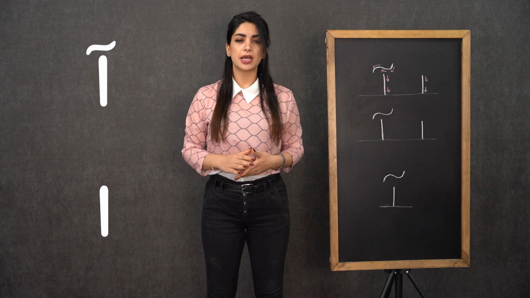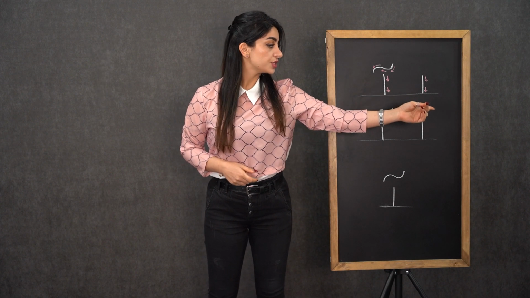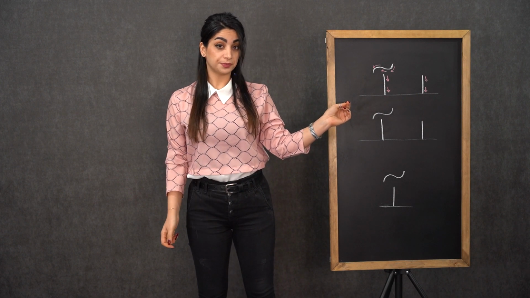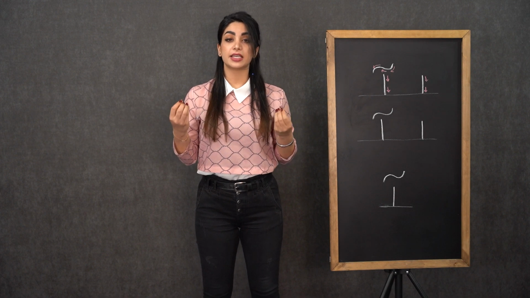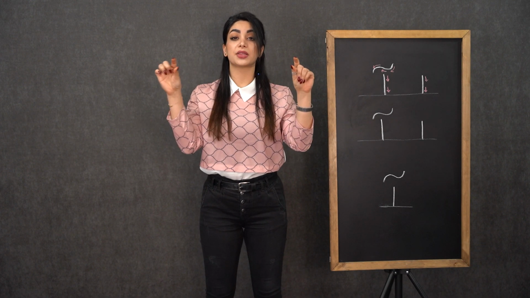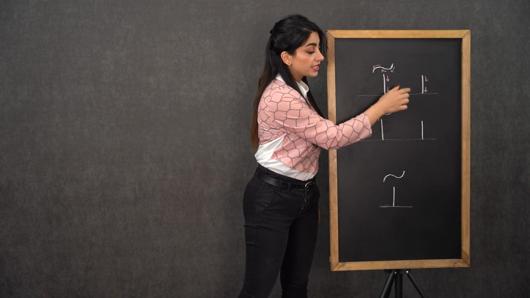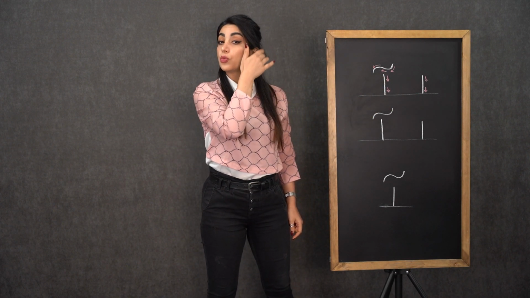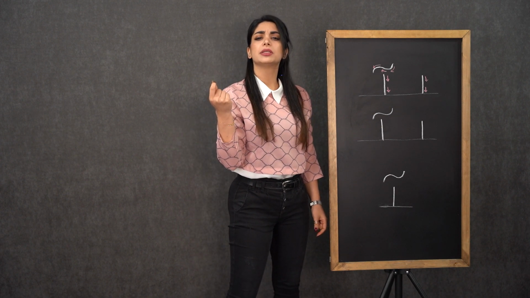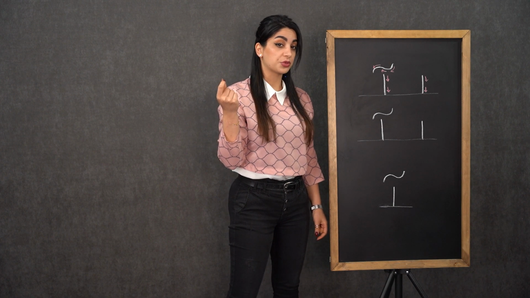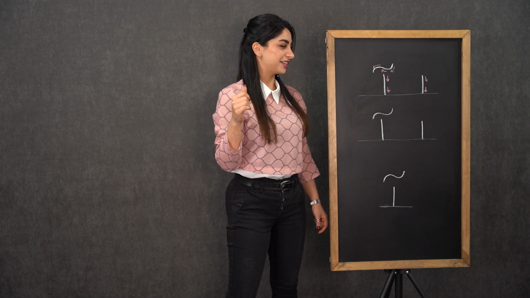Now look here. How do I write a? First, we have a line here, and this line is like that two-line thing in English. Now come here. Look here. For writing down a, what do we do? Did you grab your paper and pen? Then go grab them.